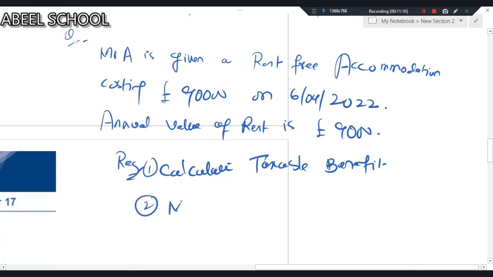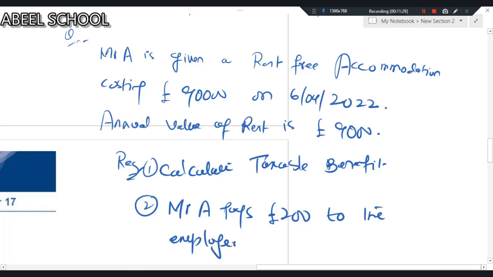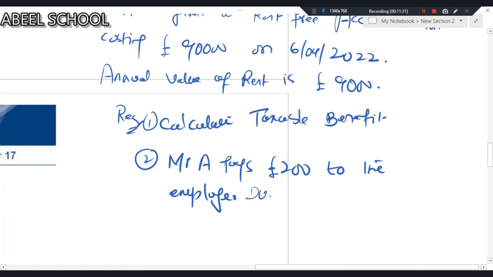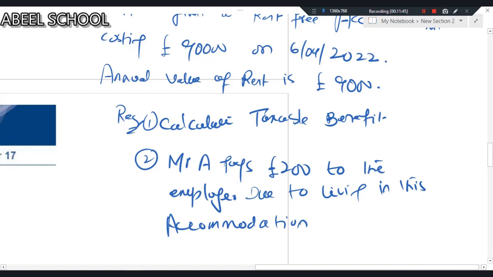Requirement 2. Mr. A pays £200 to the employer due to living in this accommodation. Again, you need to calculate accommodation benefit. But in the second point, what is happening actually is Mr. A is also paying to the employer £200 due to living in this accommodation.